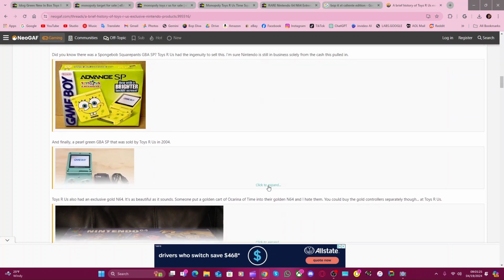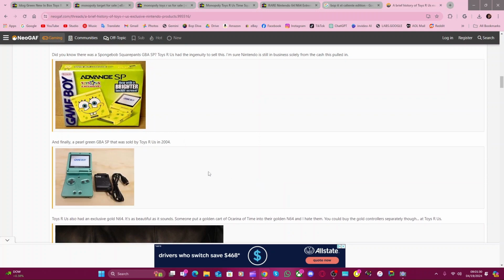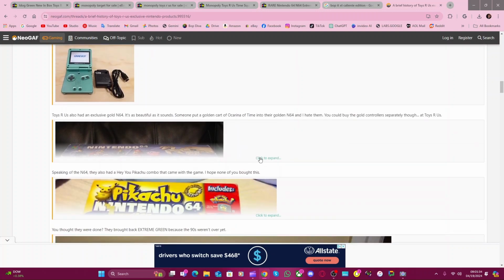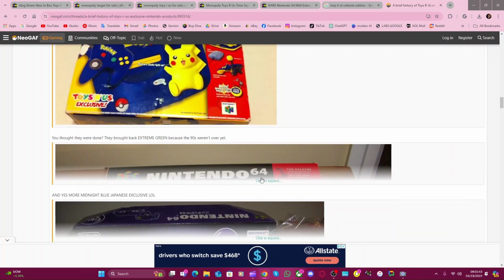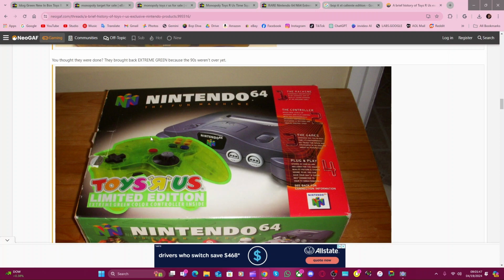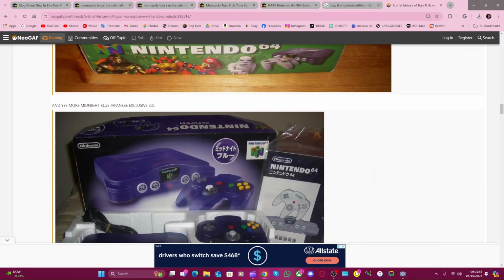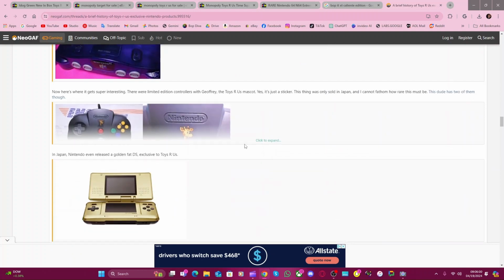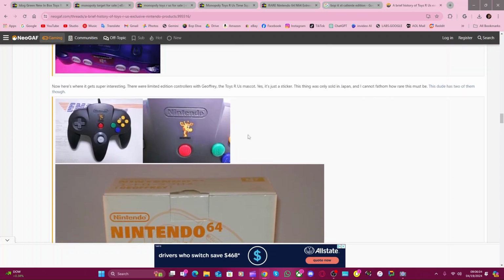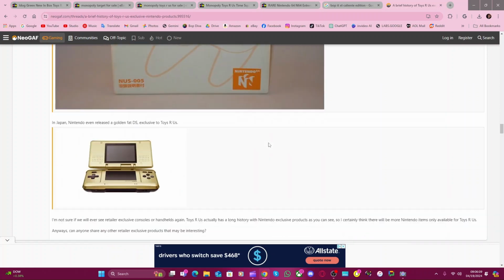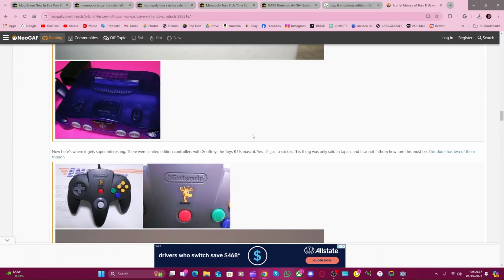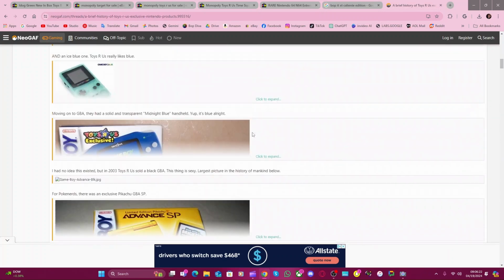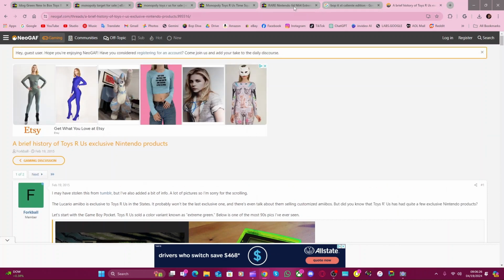Yeah, you got your SpongeBob GBA SP, a Pearl Green Toys R Us Game Boy Advance SP in 2004, a gold Nintendo 64, which I've actually seen online before, and the Pikachu Nintendo 64, which are extremely rare. Here we go, the Extreme Green limited edition Nintendo 64 that was exclusive to Toys R Us, and a Midnight Blue Japanese Nintendo 64. They had a Nintendo 64 controller with the Jeffrey the Giraffe mascot. It was a Japan exclusive controller. So I guess this only proves that Toys R Us had a lot more green stuff than they did for Target in red.